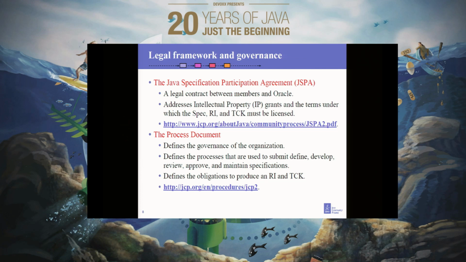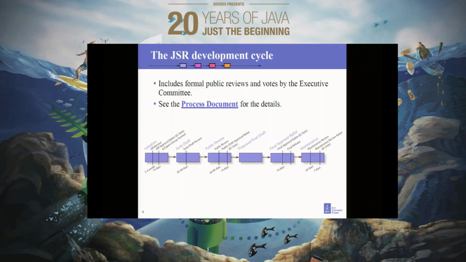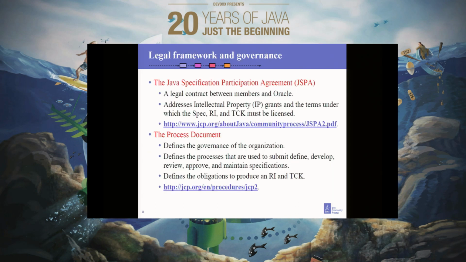And as I said, the JSPA addresses legal matters. The process document, which I referred to earlier, is the document that defines in detail all of this process. And that talks about the governance of the organization, the way we're structured, voting, and so on, and the processes that are used to submit and to develop the JSRs, and the obligation to produce the reference implementation, the TCK. So these two documents together constitute effectively the constitution of the organization, and the way we modify them and change the way we operate is to behave as if these were a specification for the organization itself.